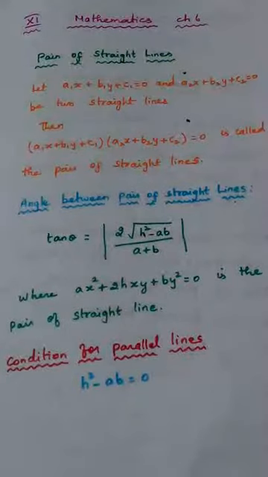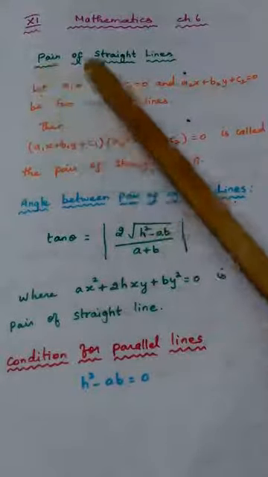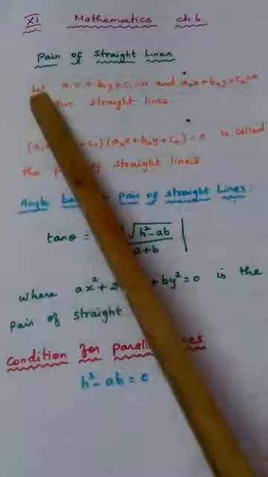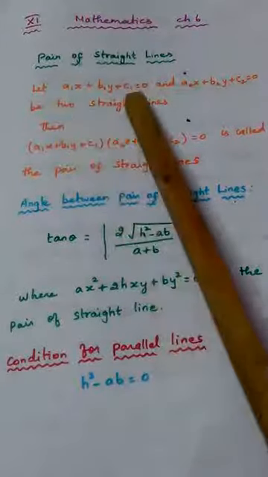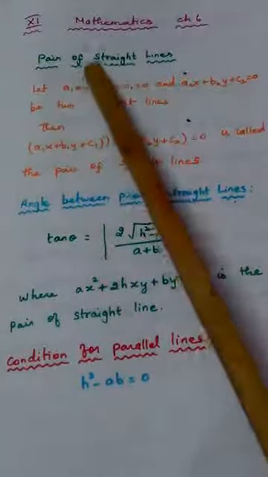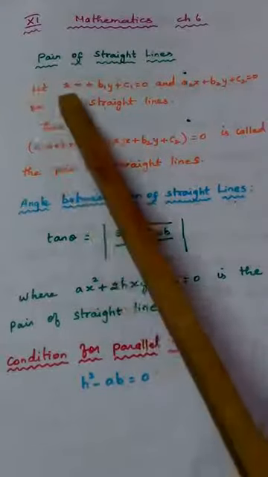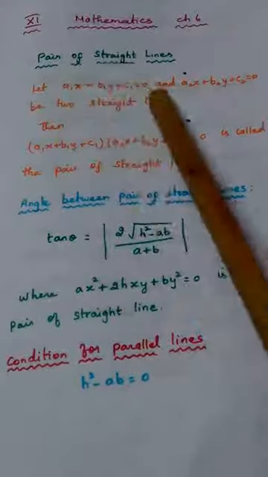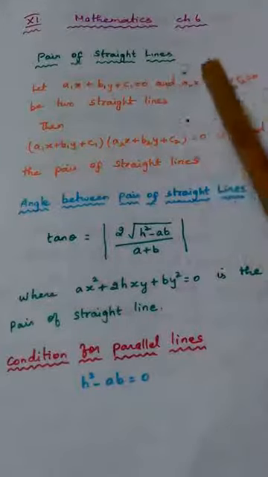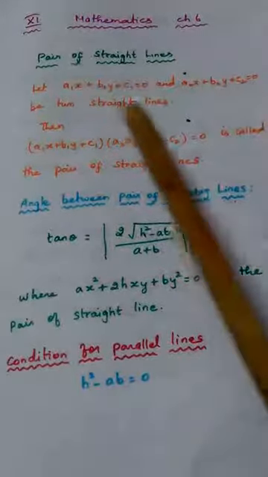So far we have discussed about a single straight line. Now the heading is pair of straight lines. The meaning is, let a1x plus b1y plus c1 equal to 0. This is called linear equation because the degree is 1. So any linear equation, definitely it represents a straight line. So let this be a straight line, and a2x plus b2y plus c2 equal to 0 be the second straight line. So these two are two straight lines.